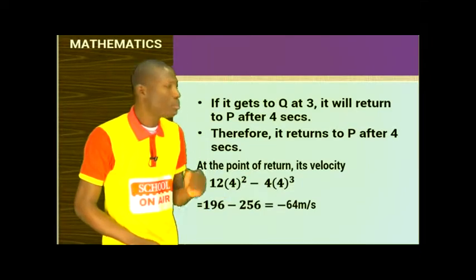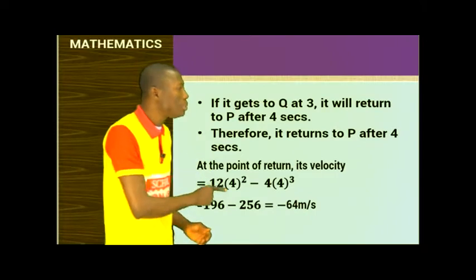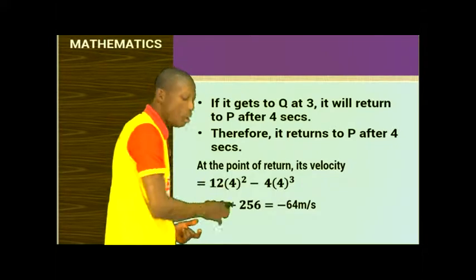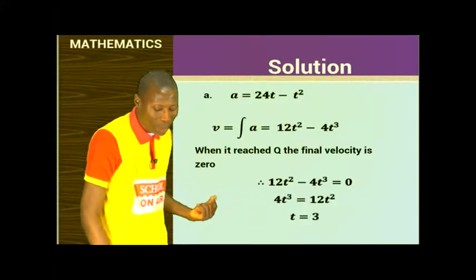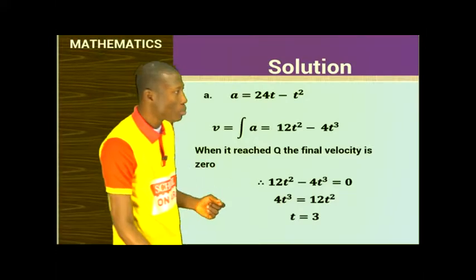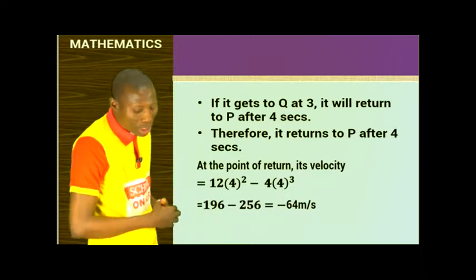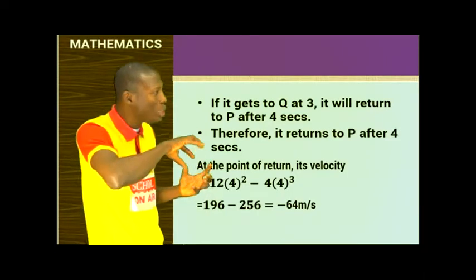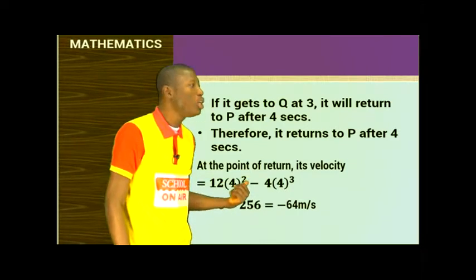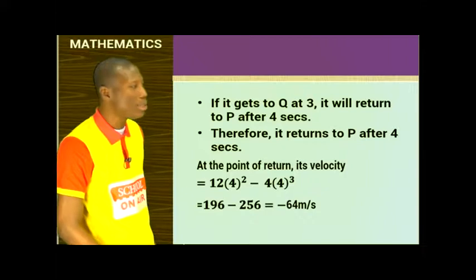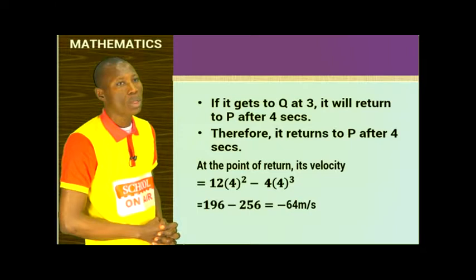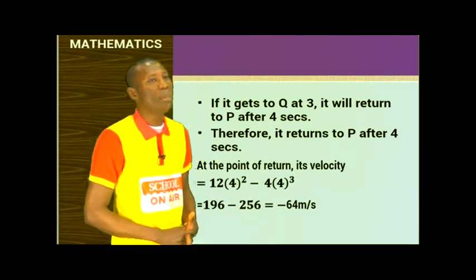We can't say precisely. Now, at the point of return, its velocity is given by our velocity equation, 12t squared minus 4t raised to power 3. After 4 seconds, it will get to that place. So that will be 12 bracket 4 raised to power 2 minus 4 bracket 4 raised to power 3. So that will give us 192 minus 256. If you look at this answer, we get minus 64 meters per second.